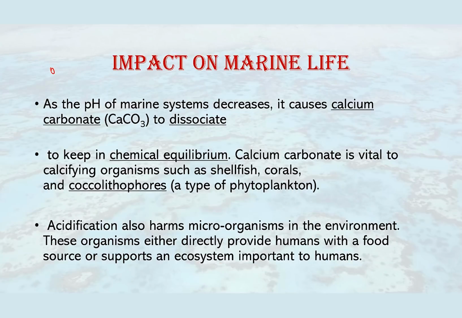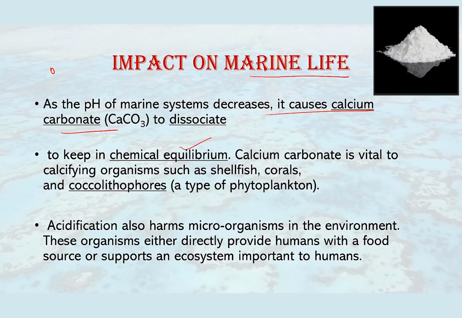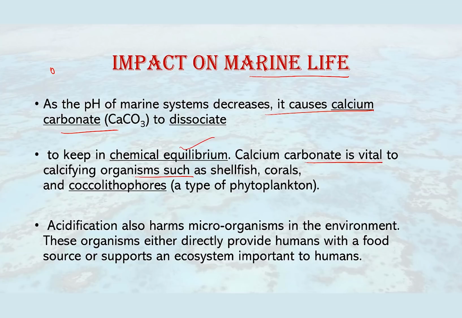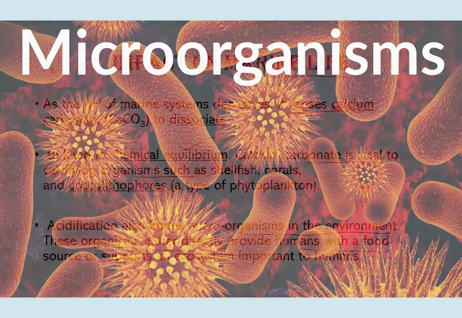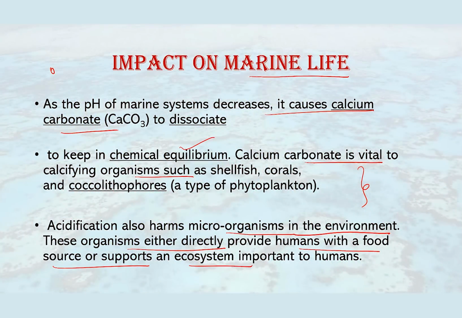So there is the impact on the marine life which is visible. As the pH of marine system decreases, it causes calcium carbonate to dissociate, to keep in chemical equilibrium. Calcium carbonate is vital to calcifying organisms. So this is all what we are discussing till now. So acidification is harming microorganisms in the environment. These organisms either directly provide humans with the food source or support an ecosystem important to humans. So we can see how drastically the ecosystem is being harmed by such activities.